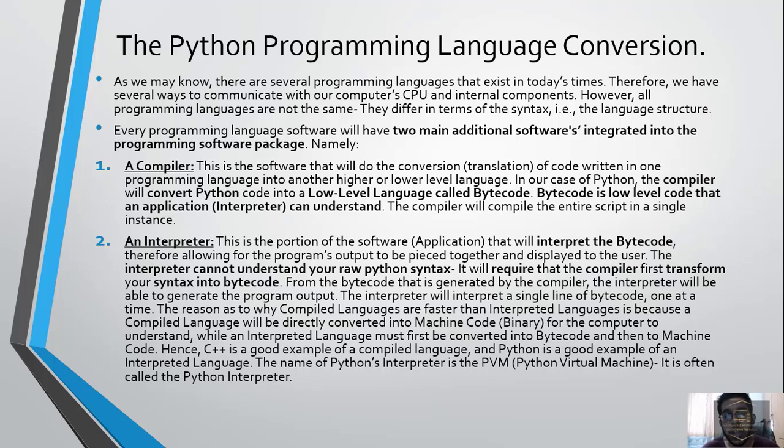The reason as to why compiled languages are faster than interpreted languages is because a compiled language will be directly converted into machine code, binary, for the computer to understand, while an interpreted language must first be converted into bytecode and then to machine code. Hence, C++ is a good example of a compiled language and Python is a good example of an interpreted language. The name of Python's interpreter is the PVM, Python Virtual Machine. It is often called the Python interpreter.